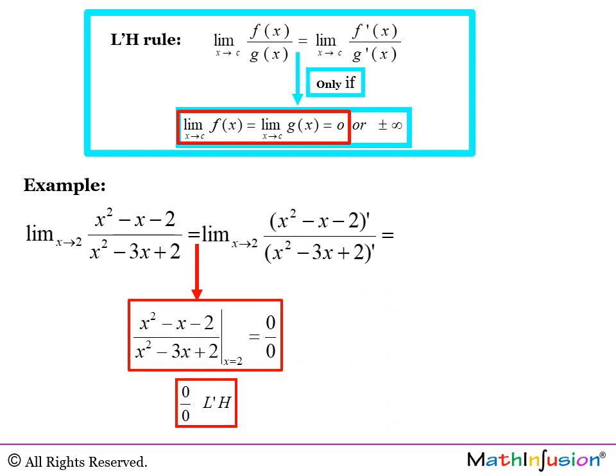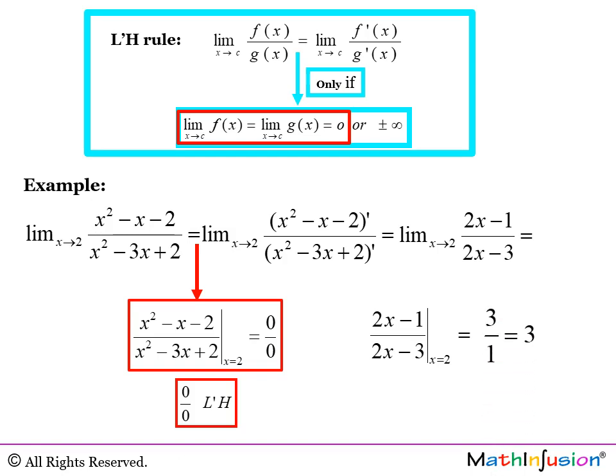I get the limit when x approaches 2 of the derivative of the polynomial in the numerator over the derivative of the polynomial in the denominator. I get the limit of 2x minus 1 over 2x minus 3 when x approaches 2. As usual, we are now trying to substitute 2, and we get 3 over 1, which equals 3. So this is the solution.